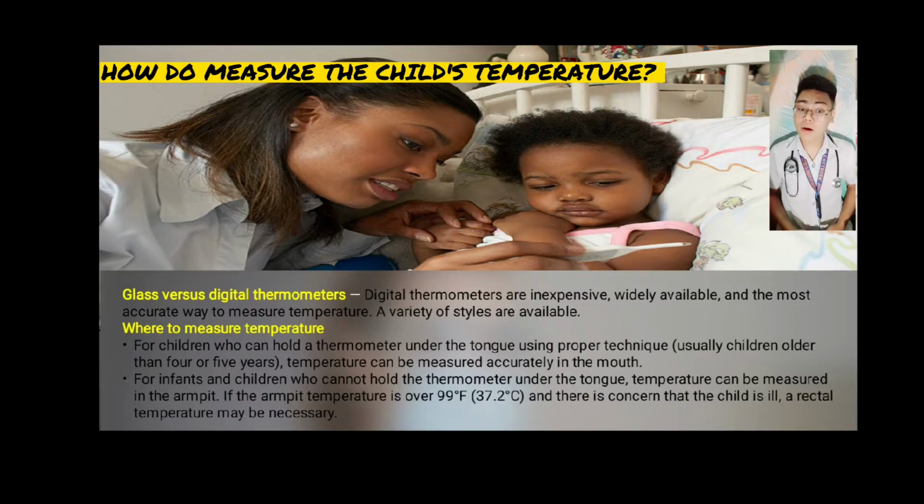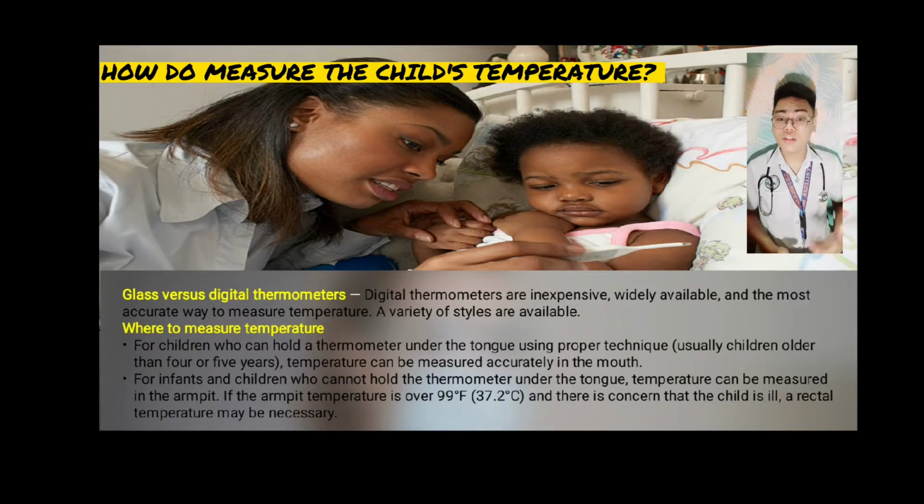Next, where to measure temperature. For children who can hold a thermometer under the tongue using proper technique, usually children older than 4 or 5 years, temperature can be measured accurately in the mouth. For infants and children who cannot hold a thermometer under the tongue, temperature can be measured in the armpit. If the armpit temperature is over 99 Fahrenheit or 37.2 Celsius and there is concern that the child is ill, a rectal temperature may be necessary. According to the PowerPoint, we can use the rectal temperature if the armpit temperature is over 99 Fahrenheit or 37.2 Celsius. So take note of that.